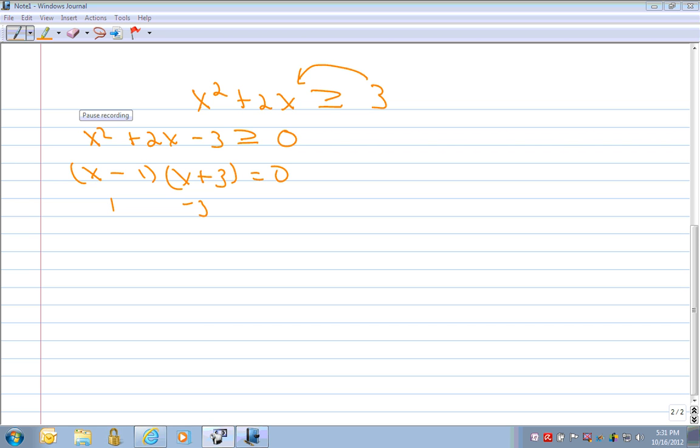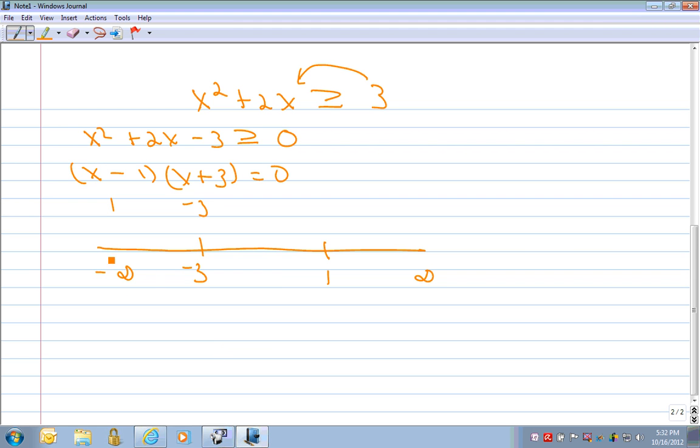And we're going to put those on a number line so that we can do our test intervals. So here's our number line. And our critical values are at negative 3 and 1. So we're going to do our test intervals here. So again, our test intervals are going to be from negative infinity to negative 3, from negative 3 to 1, or from 1 to positive infinity. So let's just go ahead and go left to right this time.